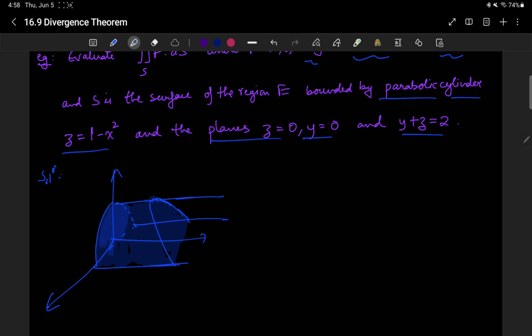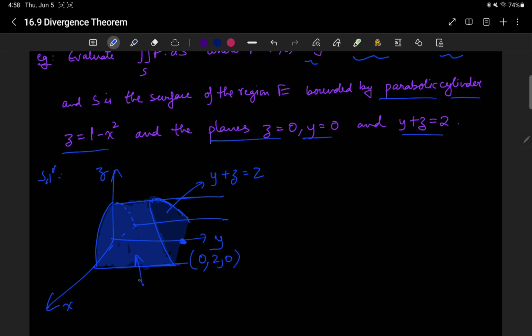So we have something like that. So this is a plane y plus z equals 2 that is cutting through it. Y, x, z. So what is this point here? Because this is cut by this plane, this point is going to be 0, 2, 0.